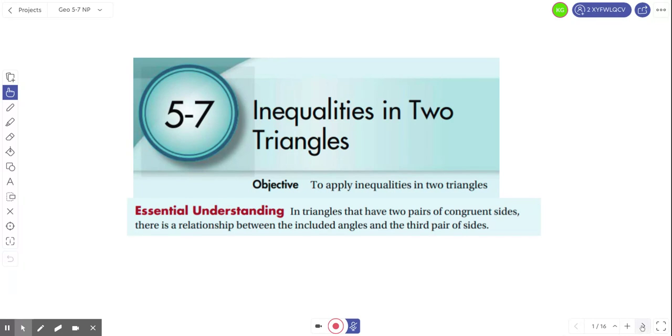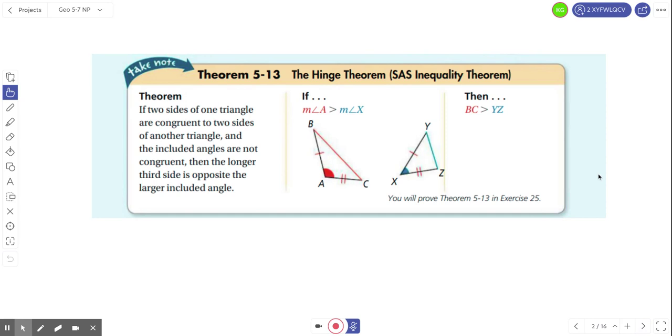So here's what that looks like. Two congruent sides. So here we can see in the first triangle, these two sides are congruent to these two sides in the second triangle, and you can tell that by the hash marks. And what we're interested in then is the relationships between the included angle.